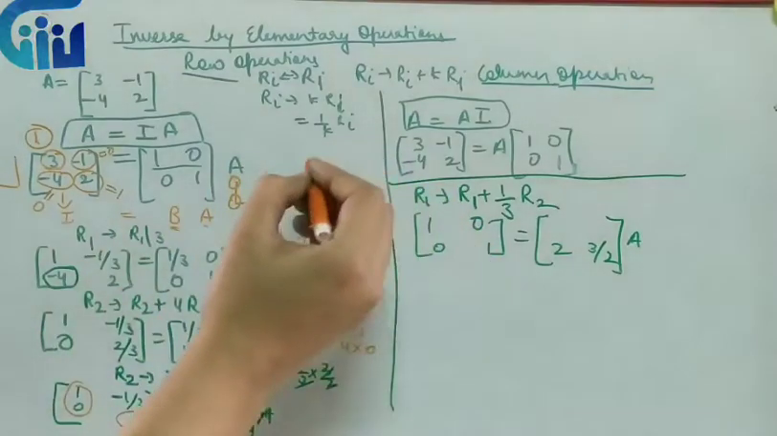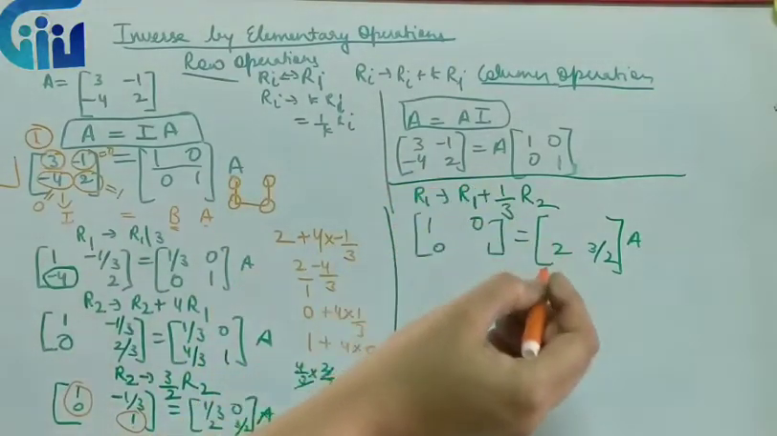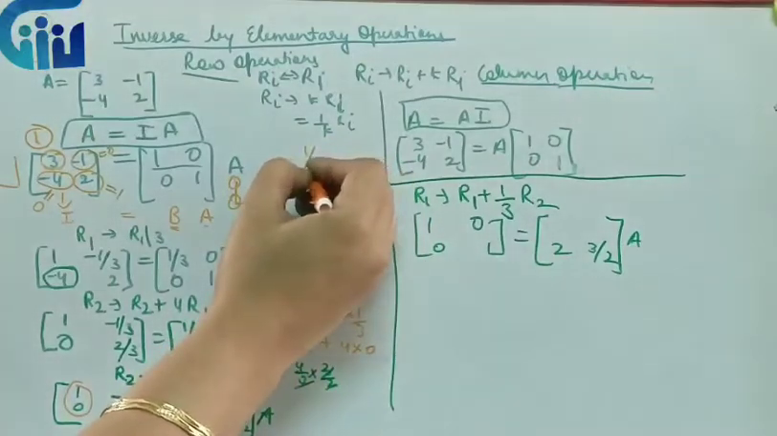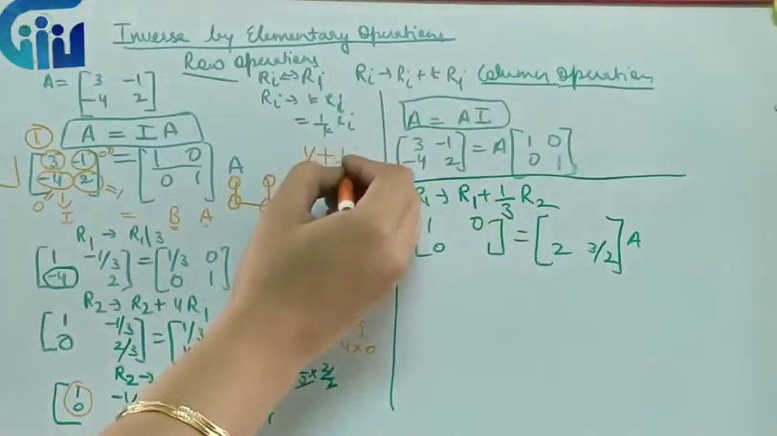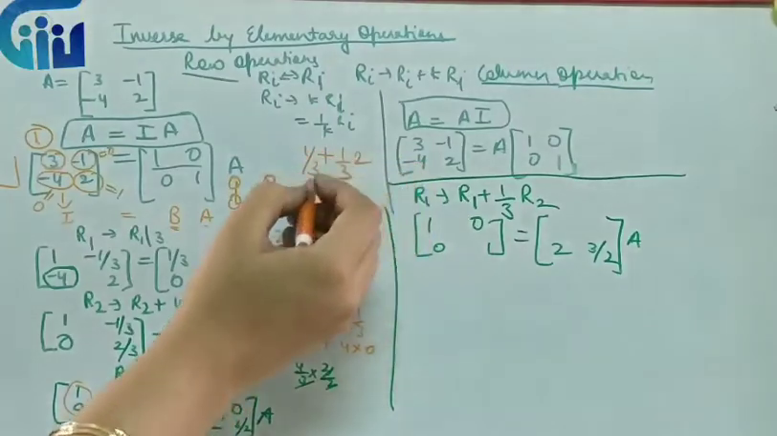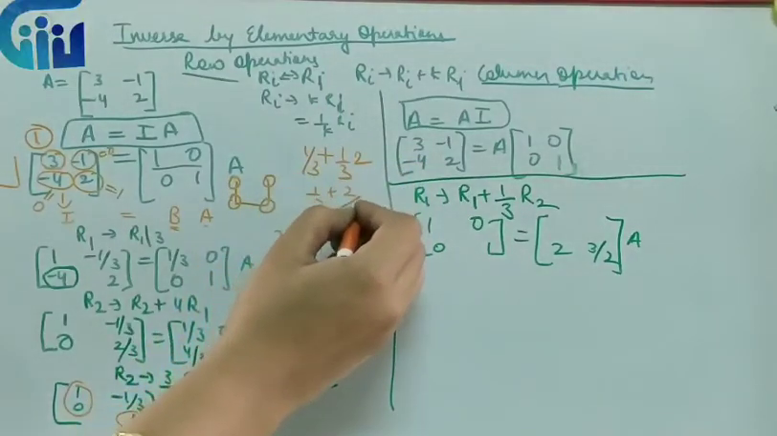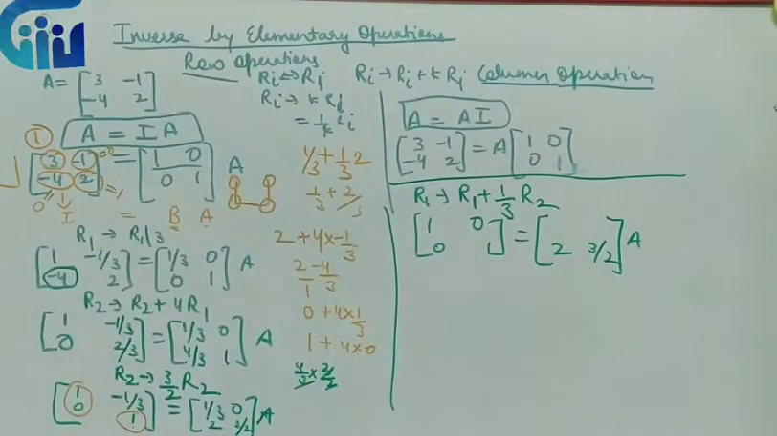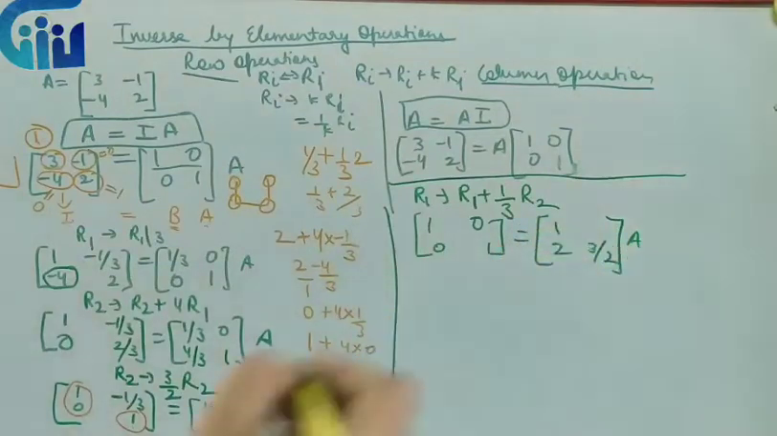So what calculation are we supposed to do? We have to do R1. So what is my R1? 1 by 3. Then plus 1 by 3 of R2. What is the corresponding R2? 2. So 1 by 3 plus 2 by 3 is 3 by 3. That is 1. So my answer is 1. I'll write it over here.